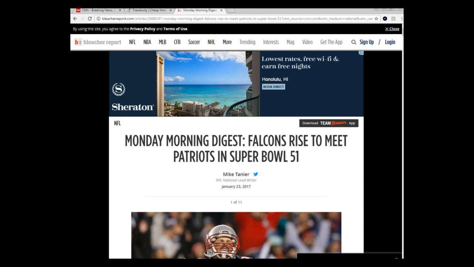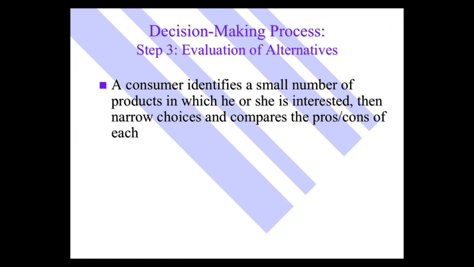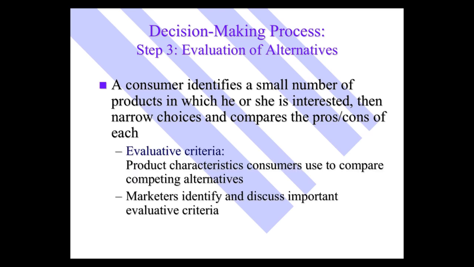Okay, step three, evaluation of alternatives. You've got different options. At this stage, the consumer identifies a small number of products in which he or she is interested, then narrows the choices and compares the pros and cons of each. What criteria are used? Well, evaluative criteria include product characteristics that consumers use to compare competing alternatives, and marketers try to figure out what those evaluative criteria will be.